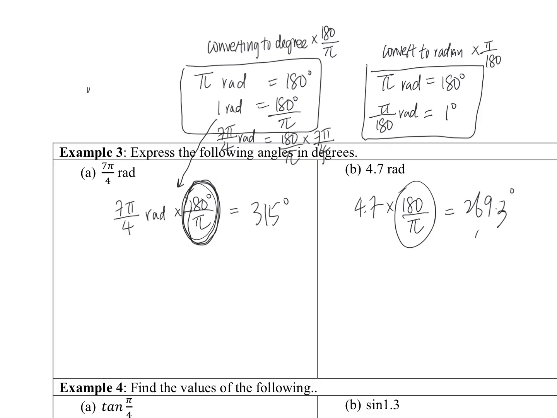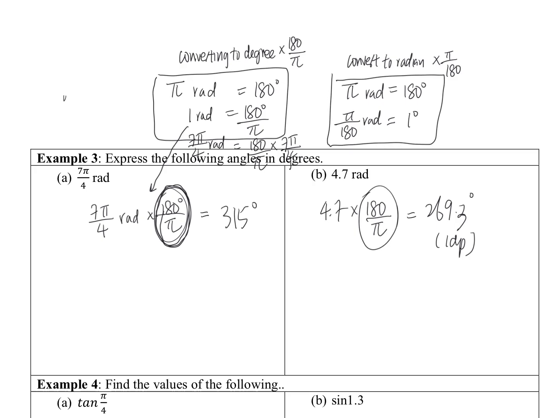269.3, yes, 1 dp. Angle is 1 dp, radians is 3 SF. Remember that. I try not to ask y'all to memorize this because sometimes y'all will forget the order and get it wrong, then the error gets spilled over to all the parts. So it is always good to fall back on this.